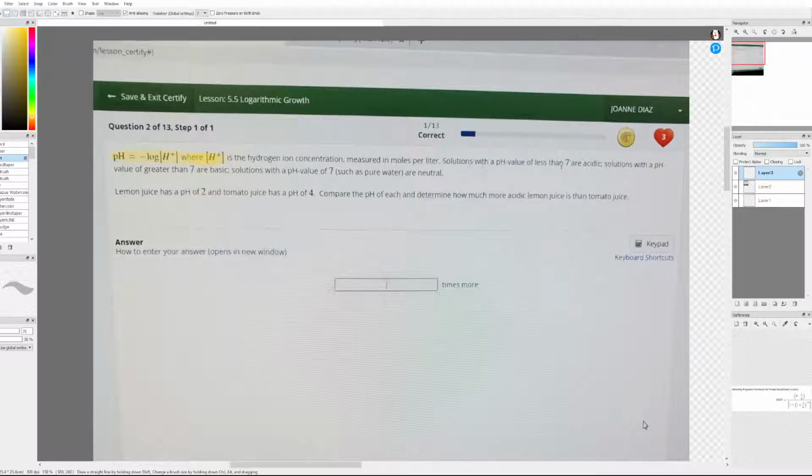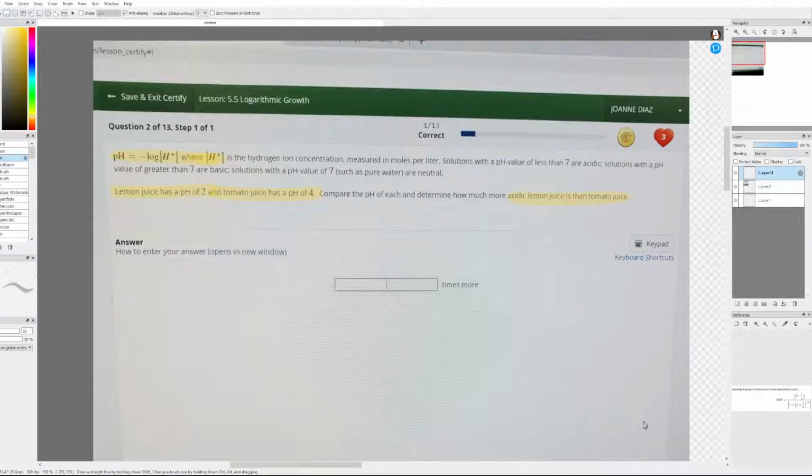Solutions with a pH value of less than 7 are acidic solutions. Solutions with a value greater than 7 are basic. Solutions with a pH value of 7, such as pure water, are neutral. Lemon juice has a pH level of 2, and tomato juice has a pH level of 4. We want to compare the pH and determine how much more acidic lemon juice is than tomato juice.